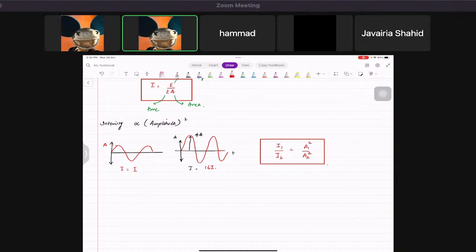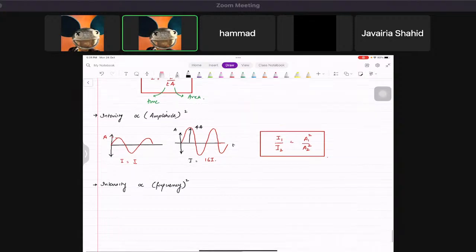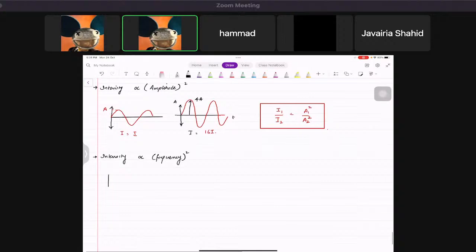Now, then we could talk about the relationship of intensity: it is also directly proportional to the frequency square.